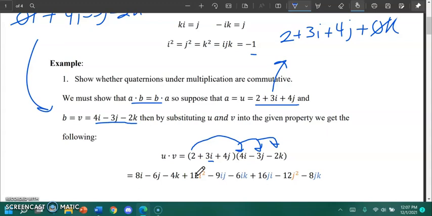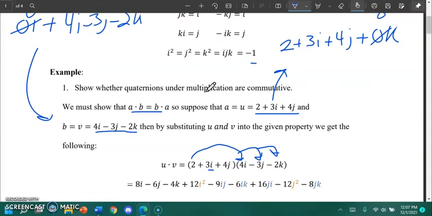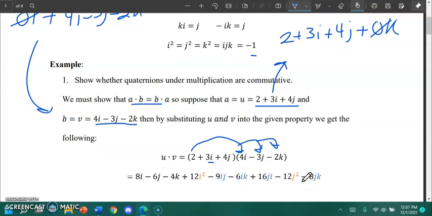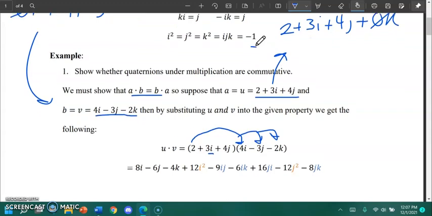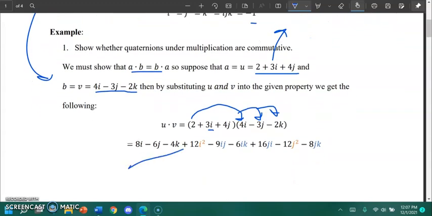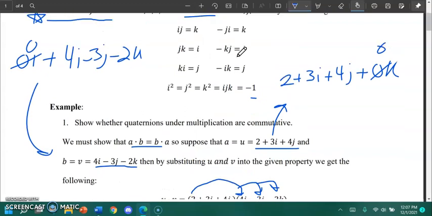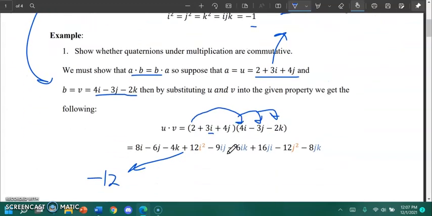Now, some of these are highlighted. Why? Because we'll be referring back to our Hamilton rules. Notice that we have an i to the second and a j to the second, and we know that i to the second, j to the second are equal to negative 1. So we would have the following. Negative 12, because we would substitute that negative 1 for our i to the second, and negative 1 times 12 would be negative 12. ij is also on here. ij equals k. So if ij equals k, we would substitute that and we would end up with negative 9k.